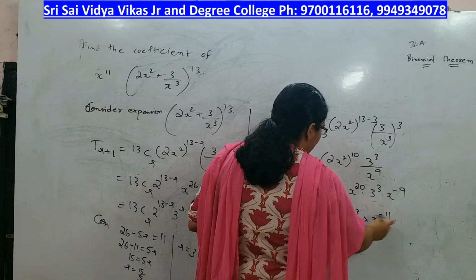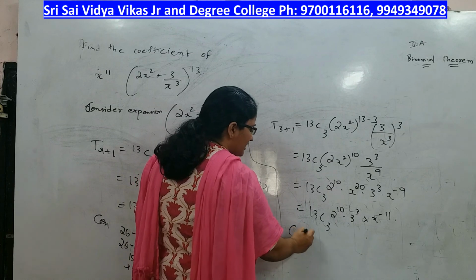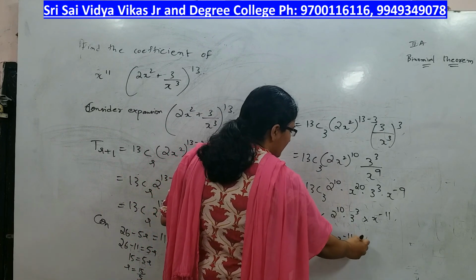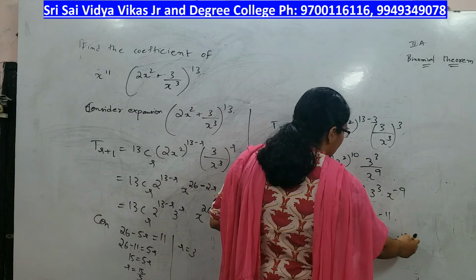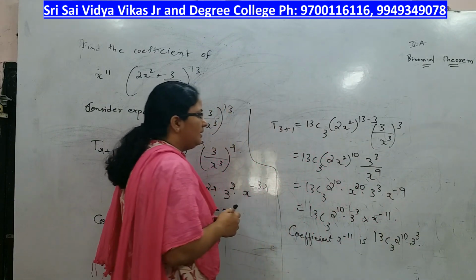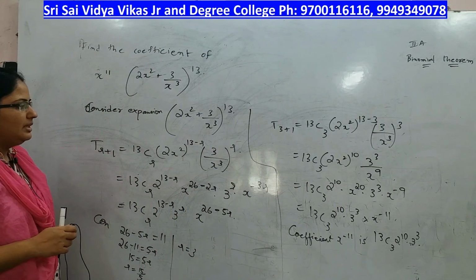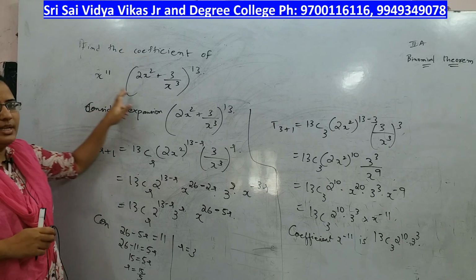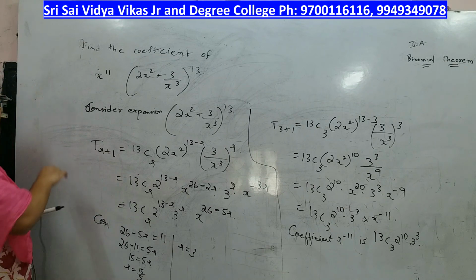Coefficient of x power 11 is 13C3, 2 power 10 into 3 cube. This is what you have. That is the coefficient of x power 11 in the expansion of this. Let us discuss the next set of problems.